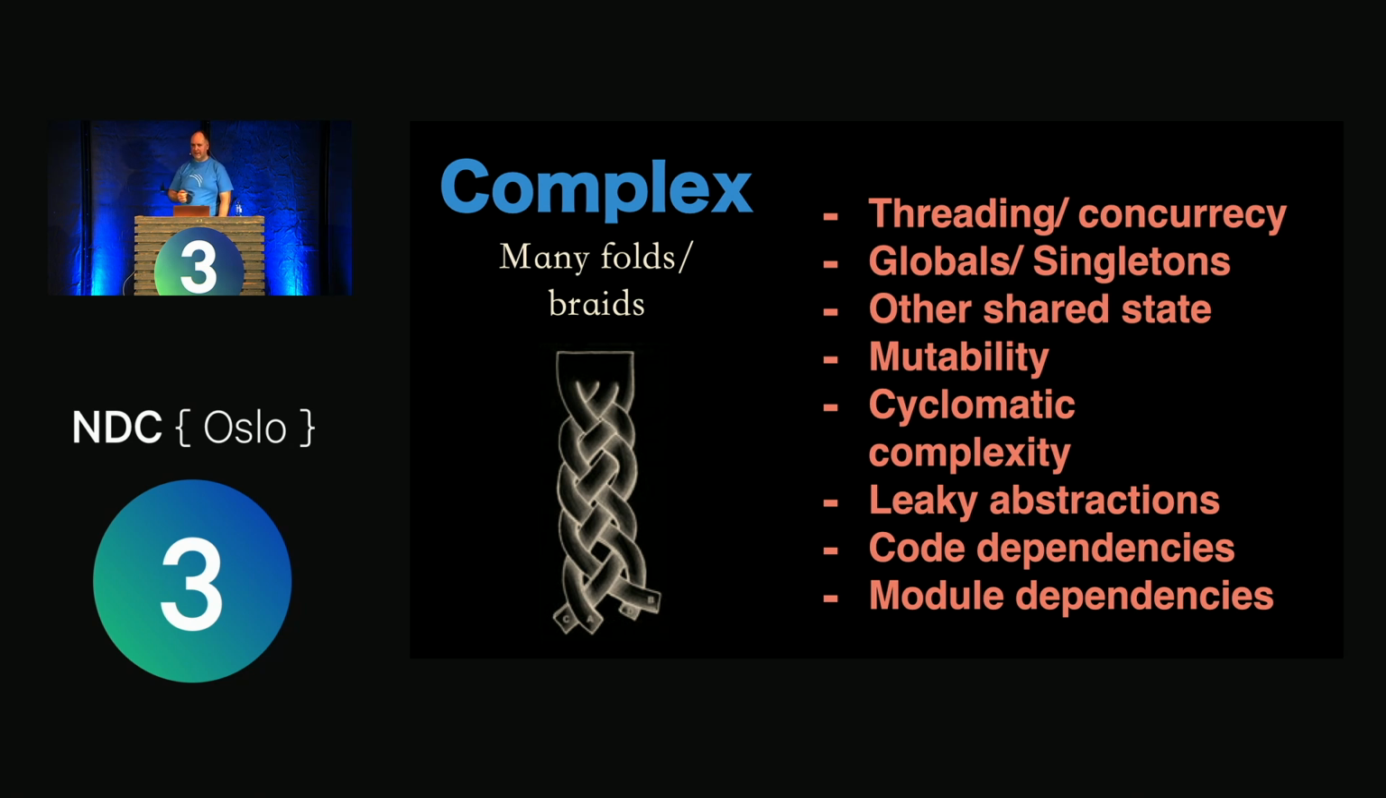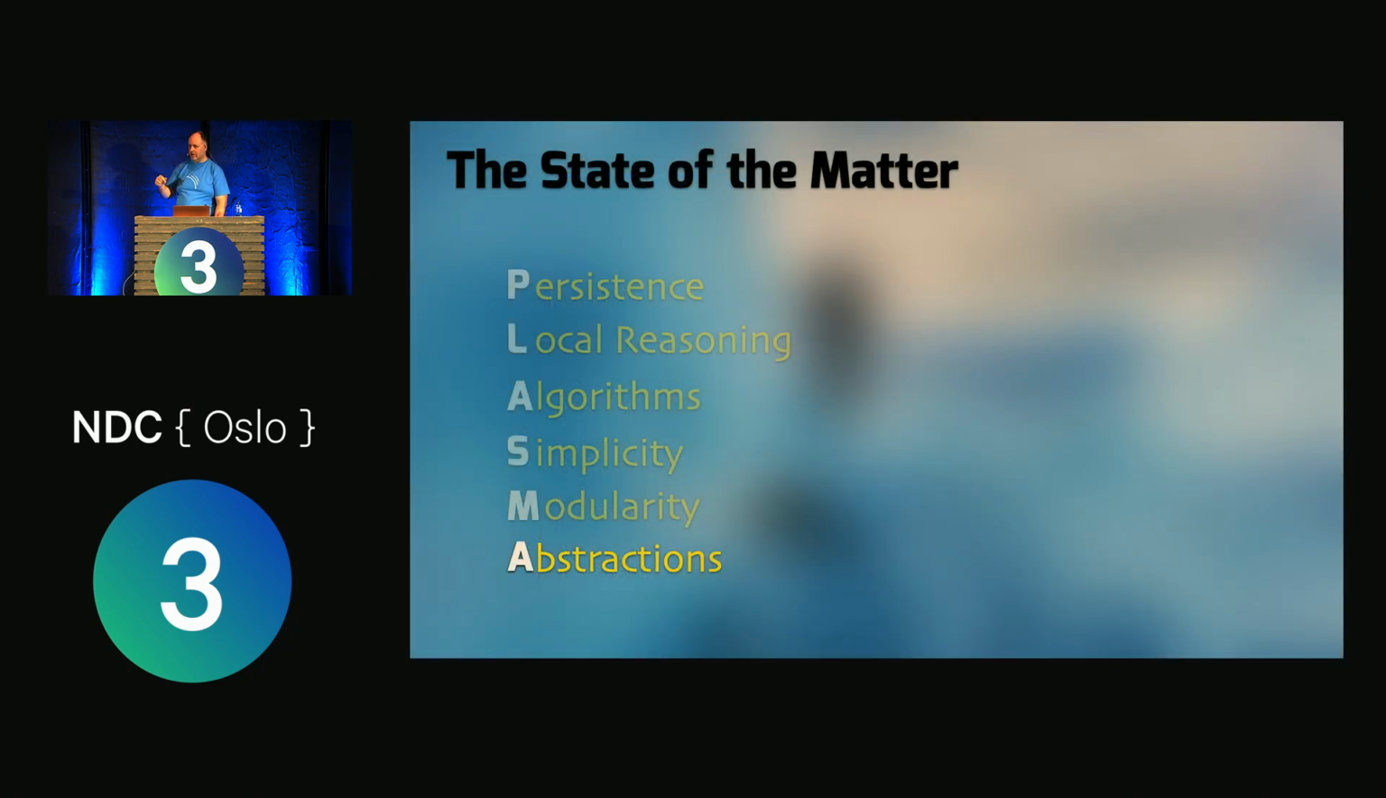Cyclomatic complexity, well, it's got complexity in the name, but it's really overuse of conditionals and branches. Leaky abstractions is an interesting one. Now, we'll actually come back to abstractions in a bit. So I have another section from my simplicity talk that I'm going to revisit. Code and module dependencies, we'll talk a bit less about, should be fairly obvious, and that's definitely captured in the SOLID principles. So yeah, let's fast forward on to abstractions. We'll skip over modularity for a moment.